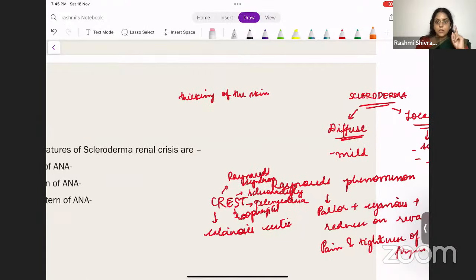So I told you what are the important points that you need to remember in scleroderma. Diffuse, localized. Localized is most severe. CREST. What is CREST? Calcinosis cutis, Raynaud's phenomenon, esophageal dysmotility, sclerodactyly, and telangiectasia. Raynaud's phenomenon is very, very important. That happens when it is exposed to cold. When exposed to cold atmosphere or cold water, even in the AC, the patients will have pallor and cyanosis followed by redness on rewarming. There will also be severe pain and tightness of the fingers. They will have thickening and induration of the skin. Okay, so this is what we have discussed in scleroderma.